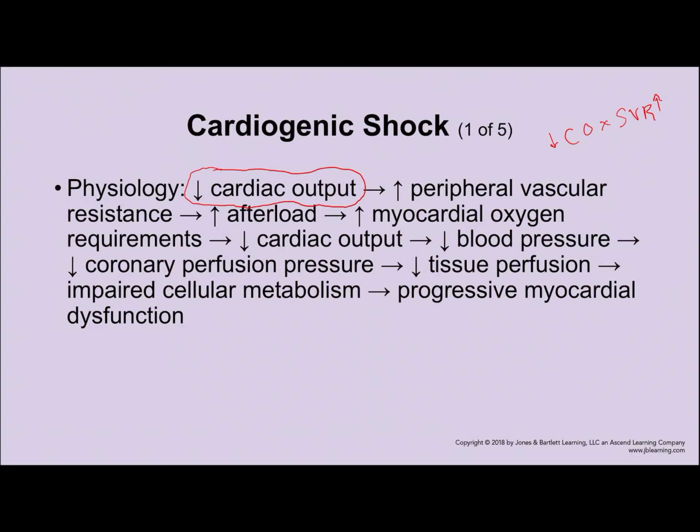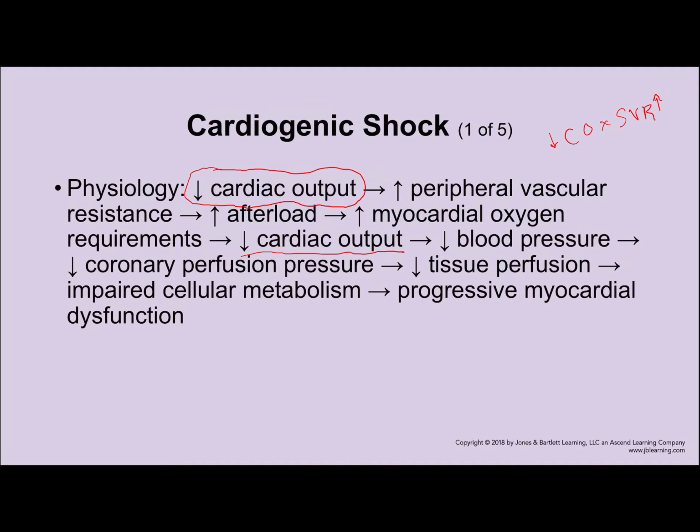And so this actually leads to kind of a vicious cycle, because your systemic vascular resistance, or your SVR, goes up, and that increases the afterload that your heart has to pump against. And so the heart that's already failing has an increased afterload to pump against. It has to demand more oxygen to supply those heart muscle tissues. And so this leads to even worse decreased cardiac output. And again, that leads to decreased blood pressure.